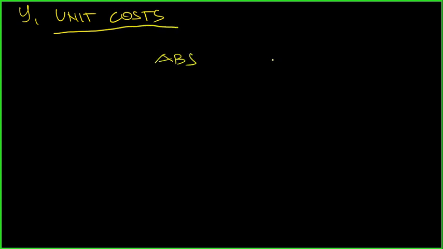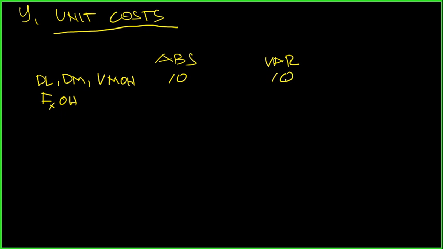Okay. Year 1, let's compute your unit costs. Alright, so you have here your absorption costing and the variable costing. What are the components of our unit costs? You have the direct labor, direct materials, the variable manufacturing overhead, and then you have the fixed overhead per unit. This one is 10, this one is also 10.